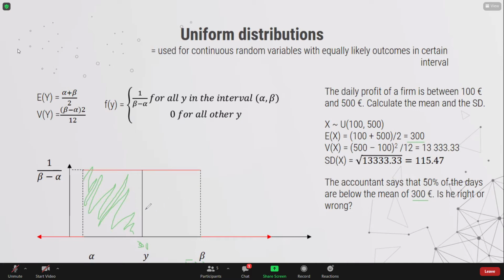Because it says exactly half, and we know that the mean is the middle point of our interval. So we have 50% on the left and 50% on the right. So he is right. If we have our profit below 300, it's exactly half of our interval. And if it says that 50% of the days are above the mean of 300, it would be the same. He's right, because that's exactly the middle point. That's one half of the whole thing, and that's one half of the whole thing.